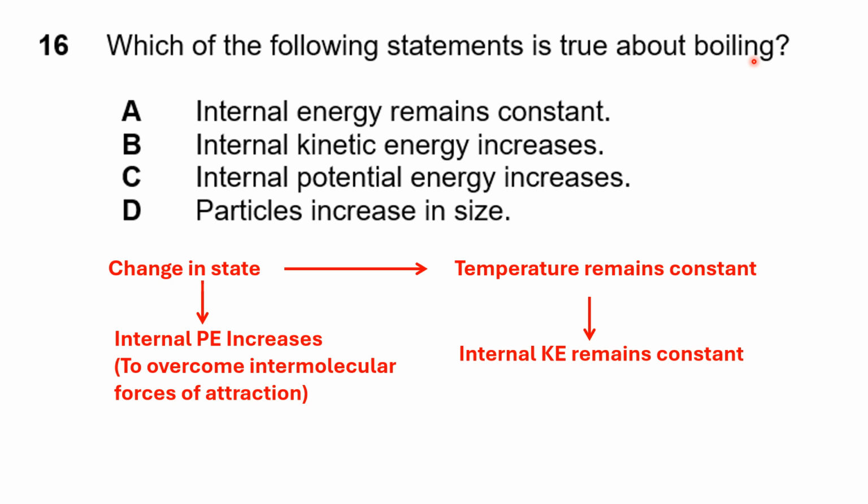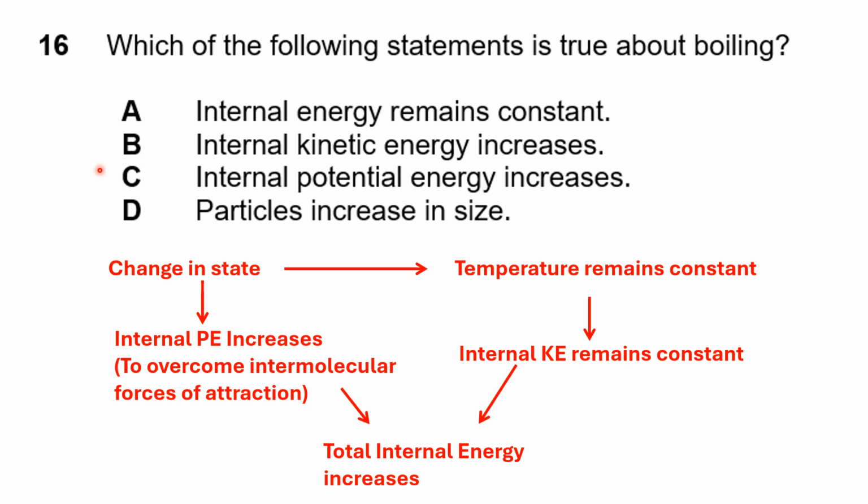And this would increase the internal potential energy, similar in analogy to, for example, stretching a spring. So, in all, the total internal energy would increase because while the internal KE remains constant, the PE increases, and internal energy is the sum of potential and kinetic energies. So looking at our options, the answer would be C.